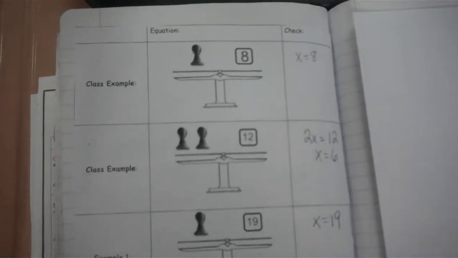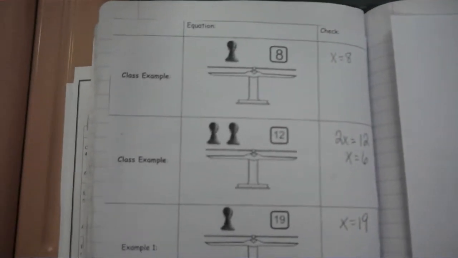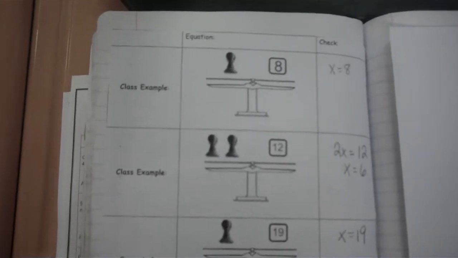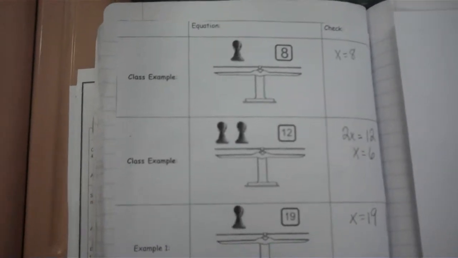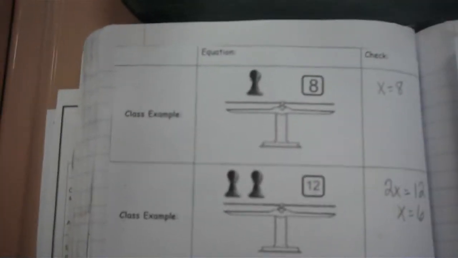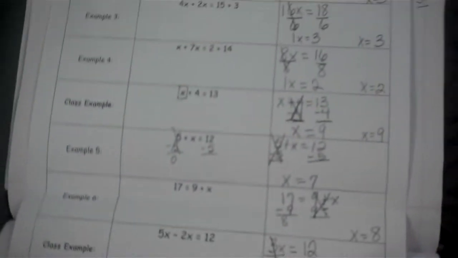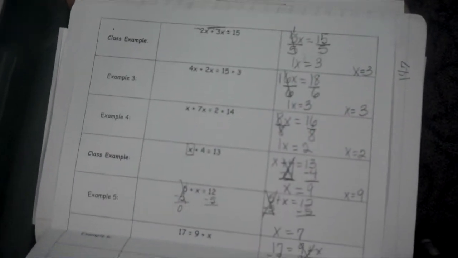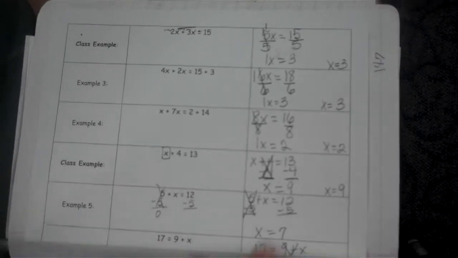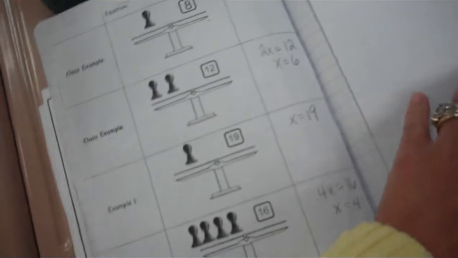Our last notebook check ended at page 145, so I'm going to pick up at 146 with the next notebook check. This is the sheet that should be on page 146. 147 is a fold over, and it should be this sheet. 148 is also a fold over, and it's your solving one-step equation sheet.